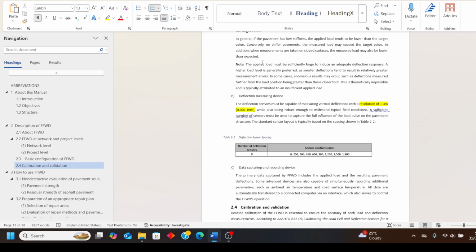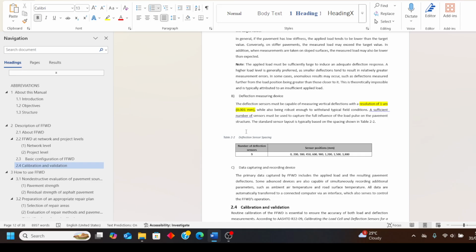Now we move to the second part of FFWD, which is the deflection measuring device. After the load is applied, we need to measure how much and how far the pavement deflects, and this reveals the structural health of each layer. The deflection sensors, which are basically geophones, record the vertical movement of the pavement surface, and they are extremely precise. Their resolution is 1 micrometer, or you can say 0.001 millimeter.